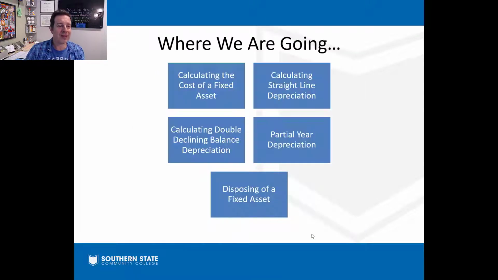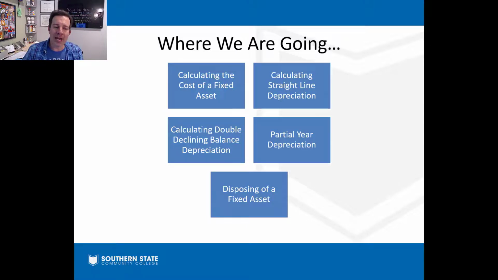So, where are we going with all this? After we understand what a fixed asset is, hopefully, our next videos are going to talk about calculating the cost of a fixed asset. When we buy a fixed asset, what goes into that cost that we put on the balance sheet? And then we need to talk about depreciating the fixed assets. We're going to show you how to calculate straight line. Hopefully that'll be a review. We're also going to introduce a brand new way to calculate depreciation called the double declining balance, or DDB.